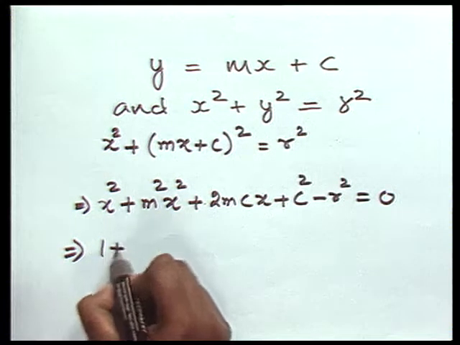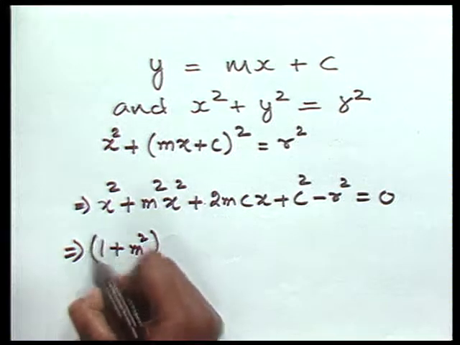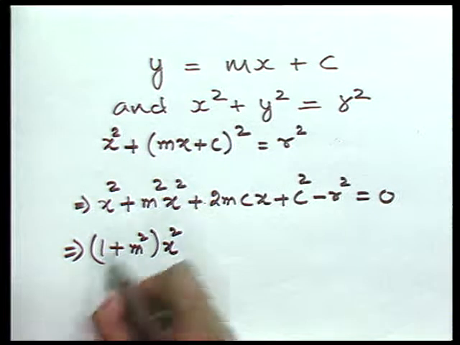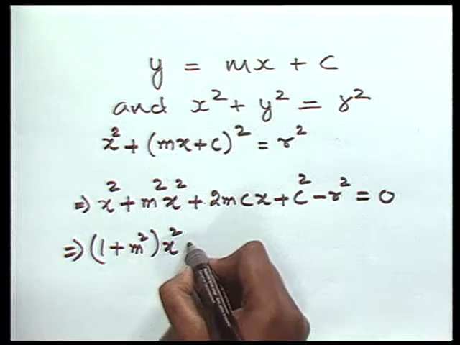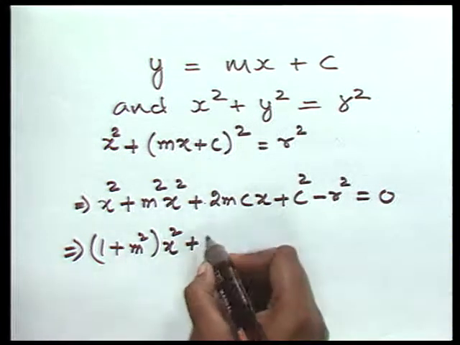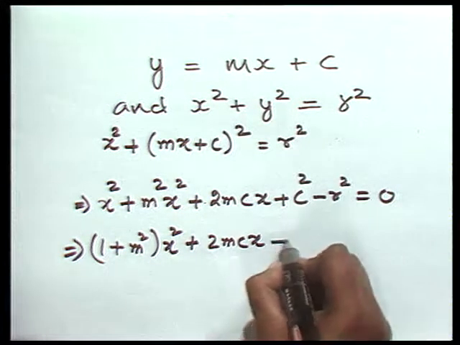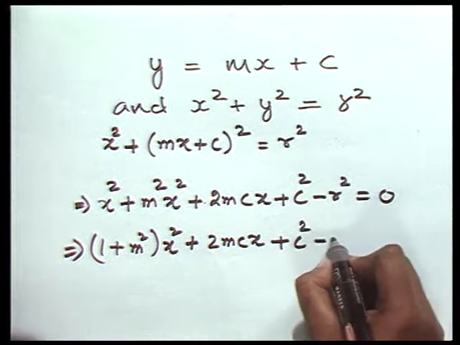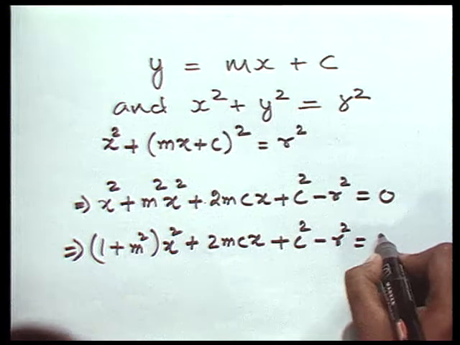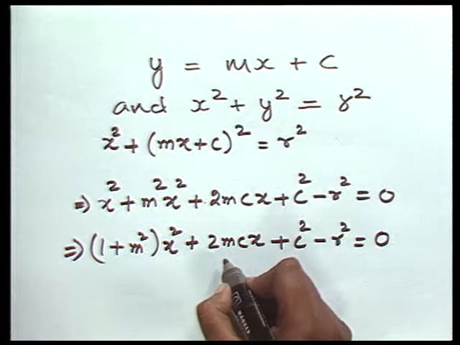From this we get 1 plus m square x square. So, we have combined these two terms of x square, plus 2 times mcx plus c square minus r square is equal to 0. Now, this is again a quadratic equation in x. So, let us find out the discriminant for this.